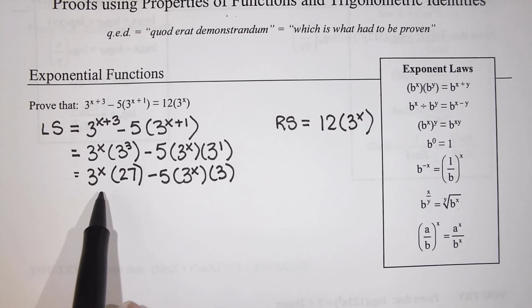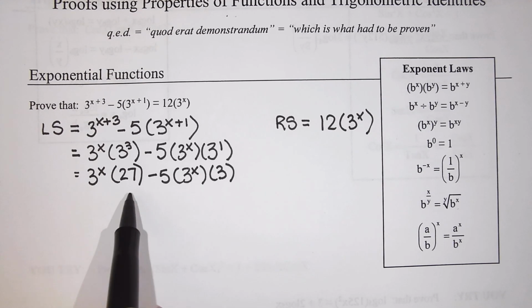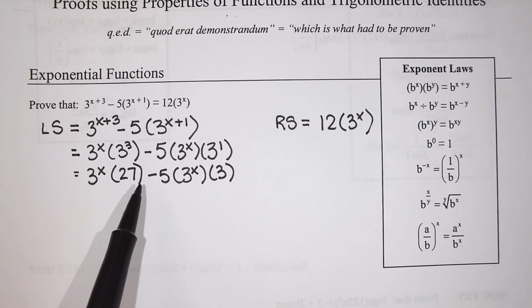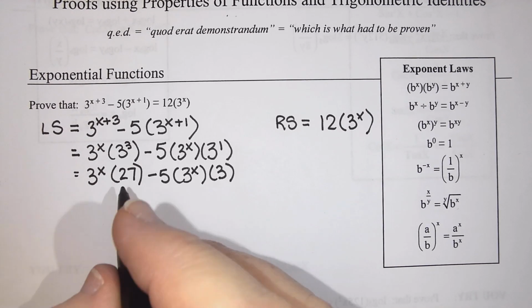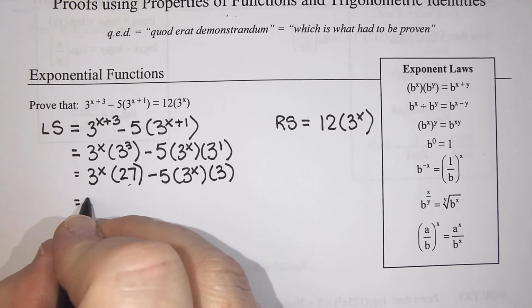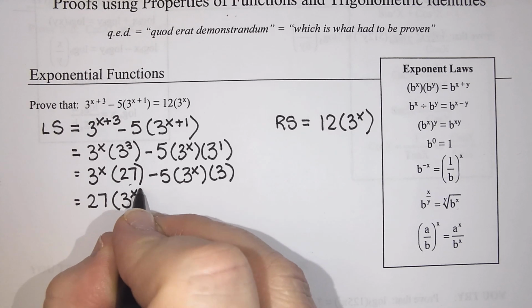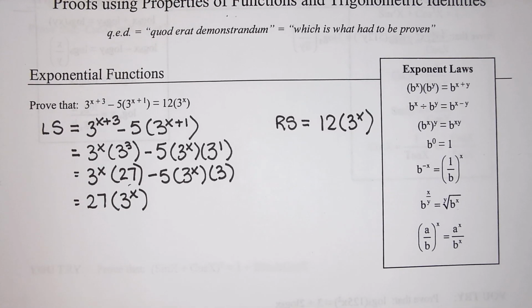The 3 has an exponent on it, meaning I can't actually multiply unless I deal with the power first. So you can't multiply the base of an exponential function with a coefficient. But what I can do is move the 27 in front. I think that might help us a little bit. So I have 27 times 3 to the power of x.